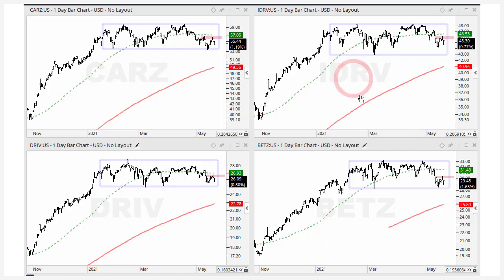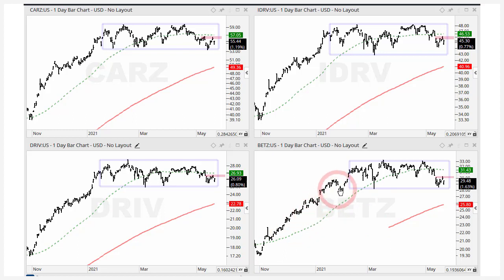I was looking at 4 charts that look the same. And this is the way I do it. I group the charts according to the patterns at work. And so we had cars, we had iDrive, we had Drive. Those are the 3 automobile ETFs, a lot of EVs, electronic vehicles in there, and then bets, which of course is the betting and esports ETF.